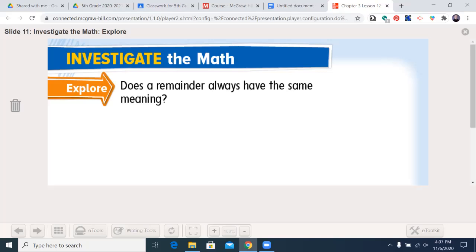Because if you're doing this as part of just a regular plain division worksheet, you're going to use the remainder or a fraction or decimal version of it as part of your quotient.